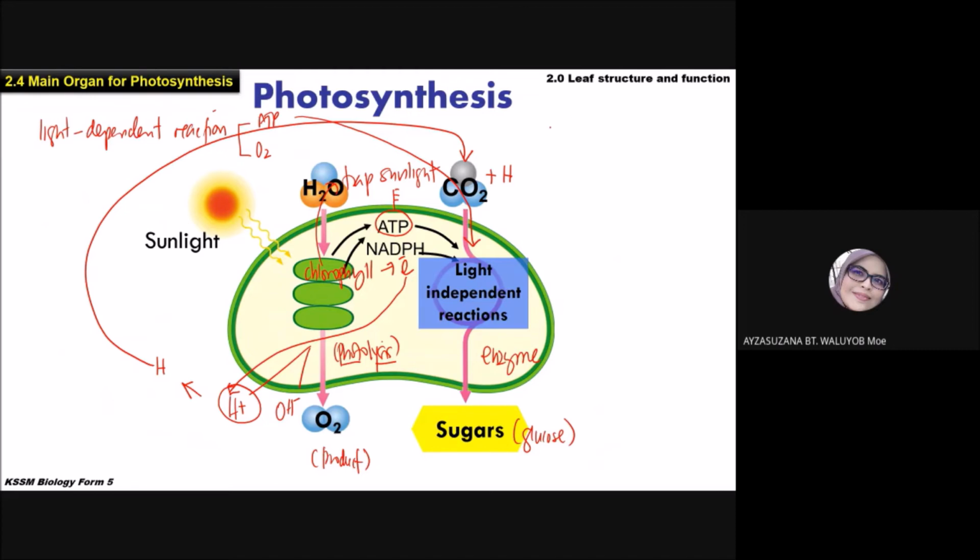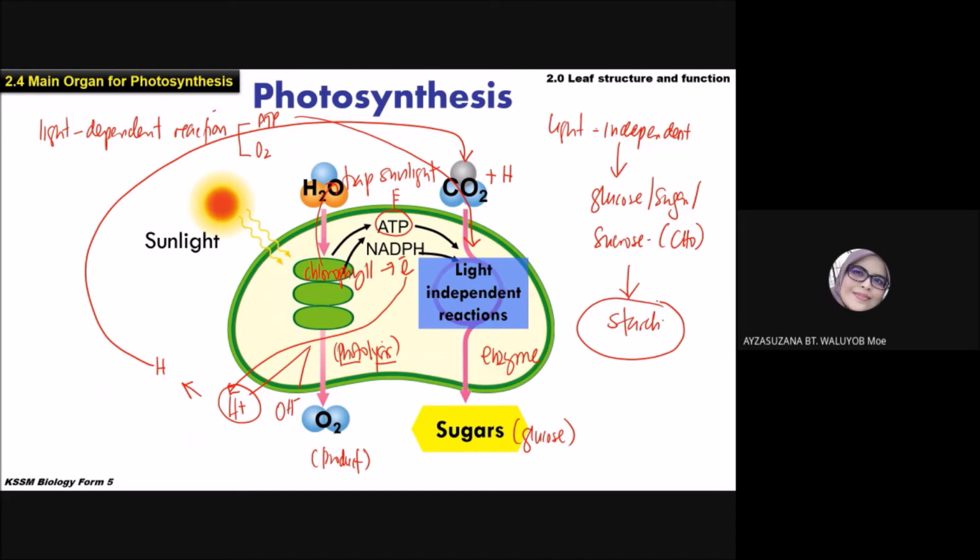So, dark reaction, light independent reaction will produce glucose, okay, or sugar or sucrose. Okay, mana-manalah asalkan dia adalah carbohydrate. And this glucose will keep in the leaf in the form of starch. Kita akan simpan dalam bentuk kanji. Okay, so this is the mechanism of light dependent reaction and light independent reaction.